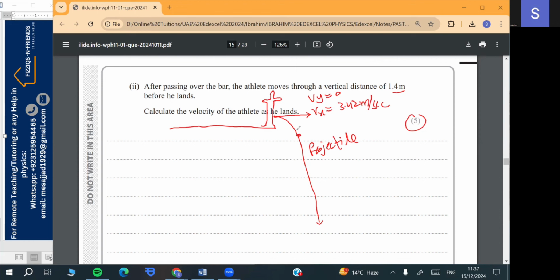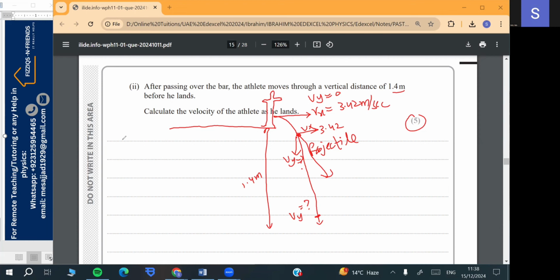But here in this direction, the speed is like this, so it has an x component and a y component. This x component is actually 3.42, and this y component we don't know. Just before landing, it covers a distance of 1.4 meters. And here we don't know the final speed. First of all, we have to find the y component of the final speed. Now, this is a projectile. We have the vertical height. We need to measure the vertical component of the speed.